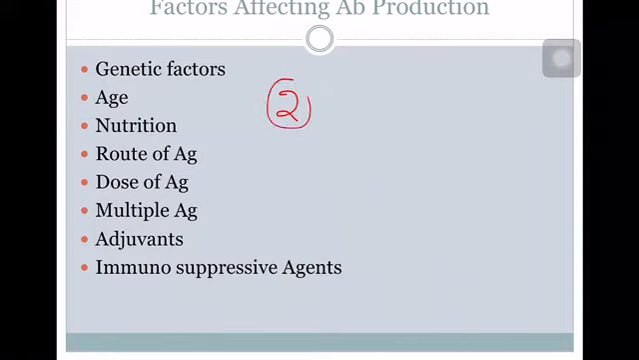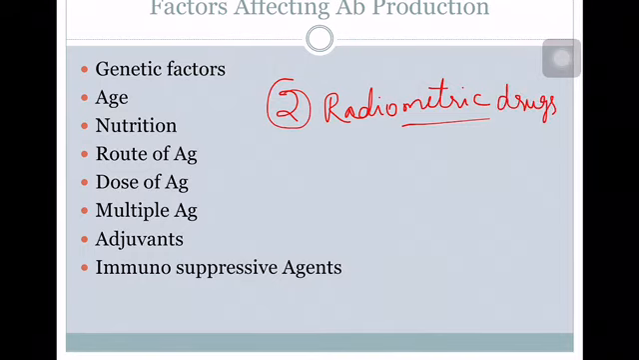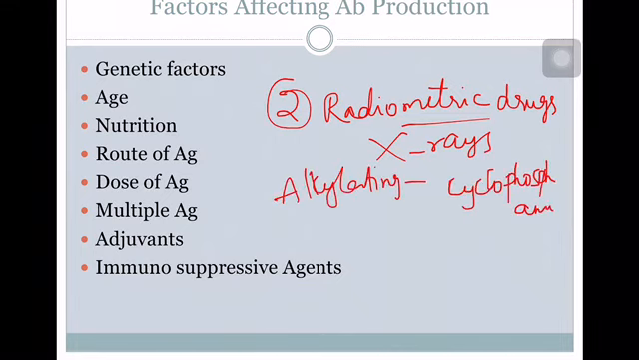The second immunosuppressive agent is radiomimetic drugs. Radiomimetic drugs are agents with an action resembling that of X-rays. They are alkylating agents, for example cyclophosphamide. If it is given for 3 days, it completely suppresses the antibody response, and it selectively prevents the replication of B cells.